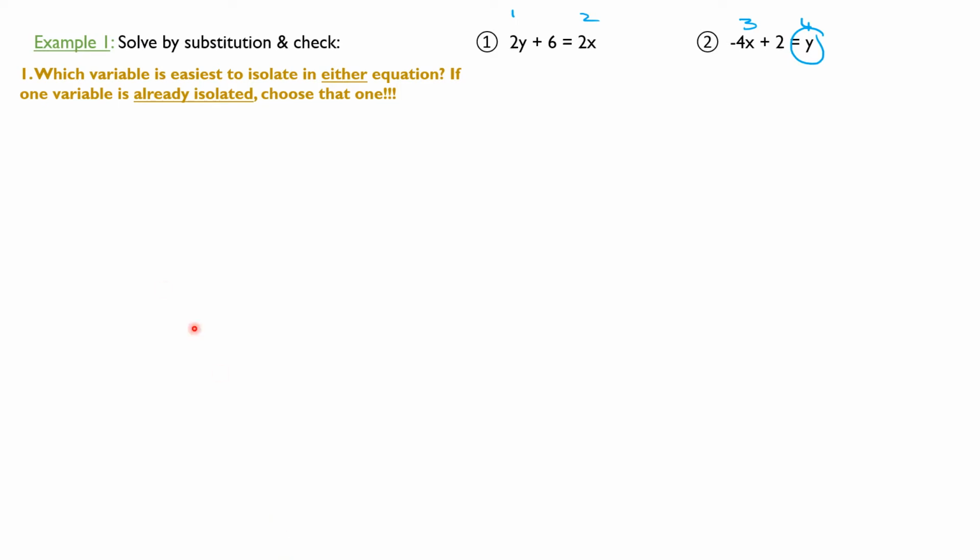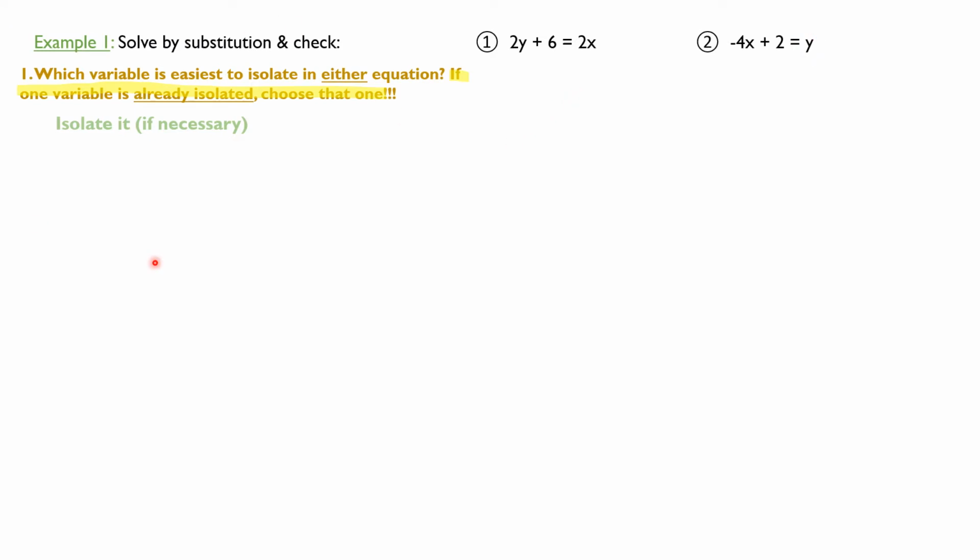So the first thing says, which variable is easiest to isolate in either equation? If one variable is already isolated, choose that one. Even though that's already underlined, I'm still going to highlight it. Oops, trying to highlight it. There we go. The next step says isolate it if necessary, but that's not necessary. This y is already isolated, so I don't have to do anything there. I'm just going to erase my blue markings there.